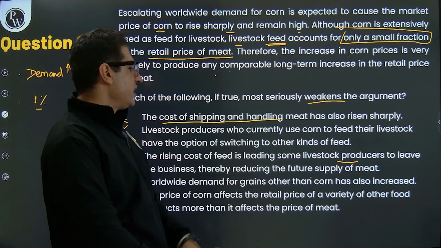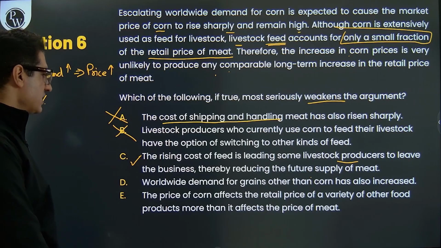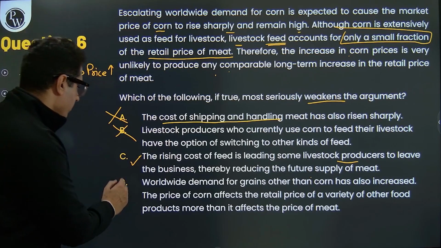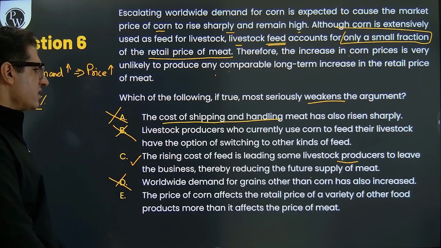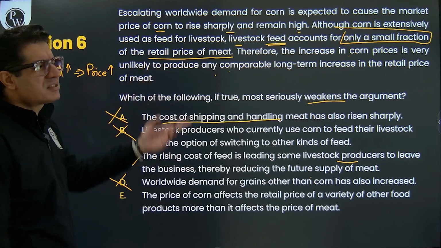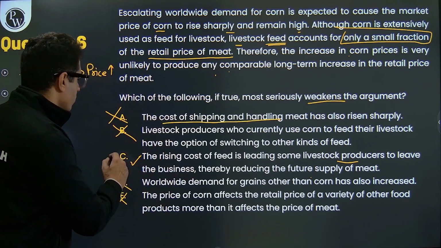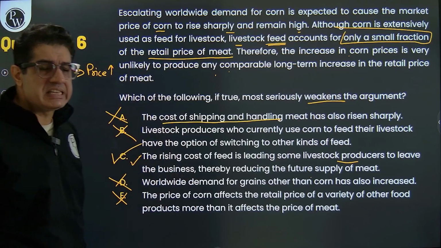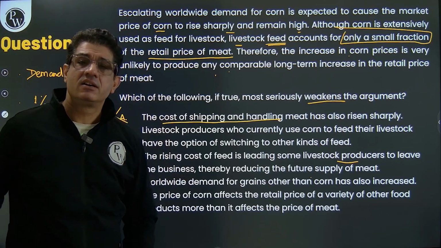Worldwide demand for grains other than corn has also increased. Irrelevant. The price of corn affects the retail price of a variety of other food products more than it affects the price of meat. ये तो consistent ही है इससे, तो ये भी हटा ही दो. So weaken तो खाली C ही कर रहा है. So that is our answer.